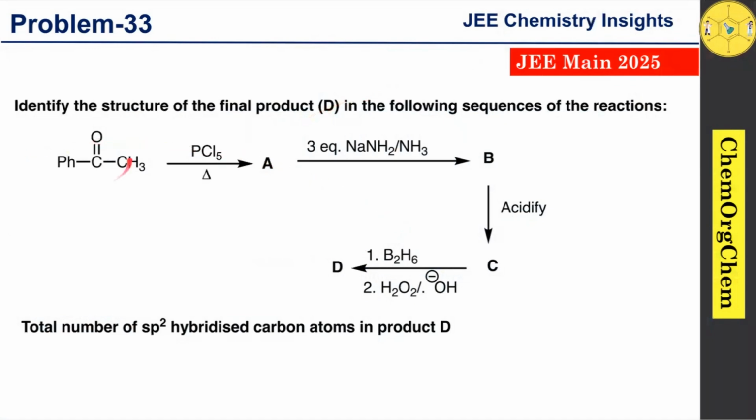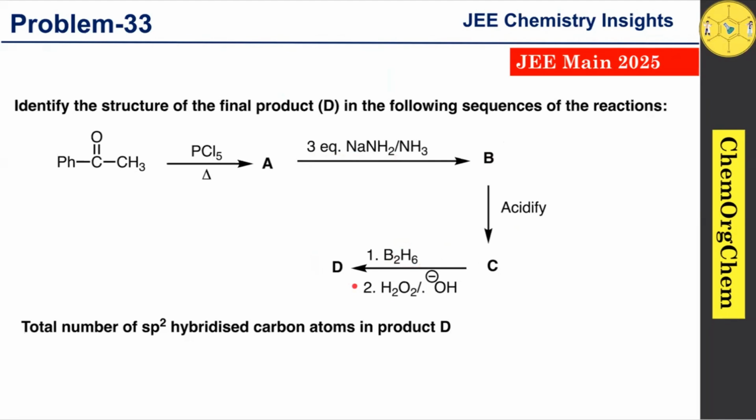The substrate reacts with phosphorus pentachloride under heating, which produces product A, which then reacts with 3 equivalents of sodamide in the presence of ammonia, which produces product B. When we acidify, that produces product C. This product C reacts with diborane and hydrogen peroxide in the presence of base, which produces product D.